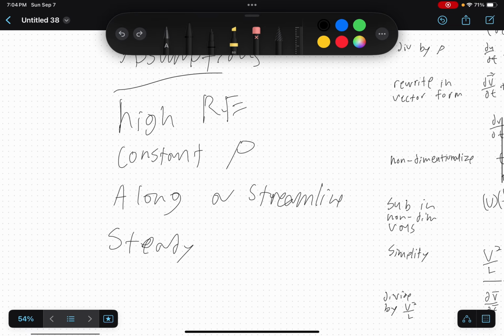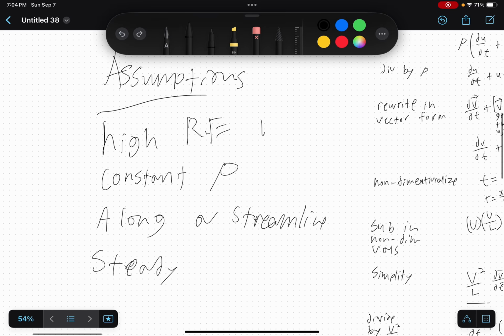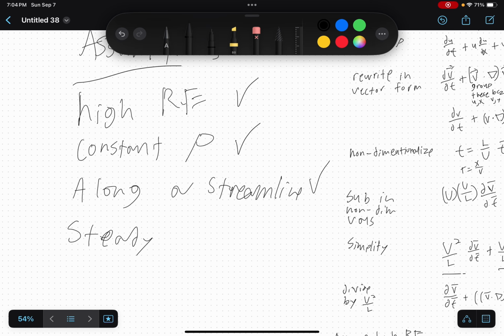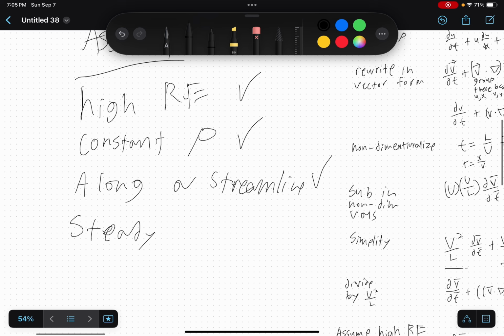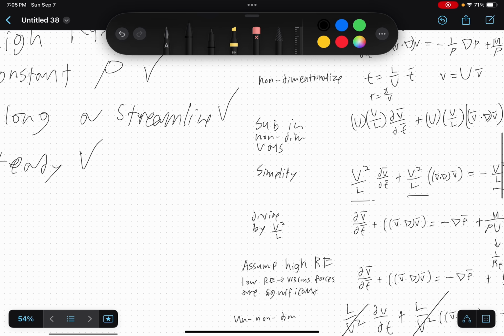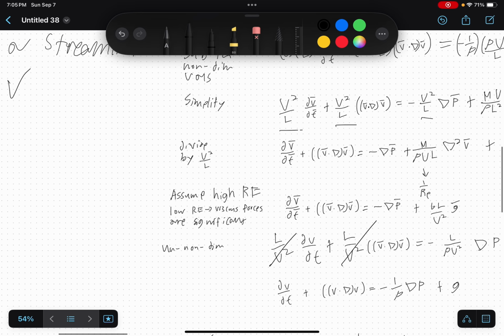But yeah, going over the assumptions. High Reynolds number, yep. Constant density, yep, that's how we integrated. Along a streamline, yep, because that's what we did the ds for. Steady, yep, because we canceled out the dv dt.